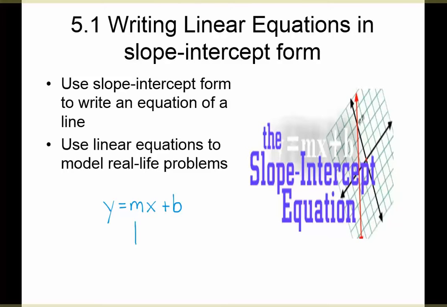Well, you remember that the m is the slope, right? And there were a couple different ways of finding the slope. You could use rise over run. You could also use the slope formula, m equals y sub 1 minus y sub 2 over x sub 1 minus x sub 2, right? So m is the slope. And then b was the y-intercept, and that's where the graph crosses the y-axis.